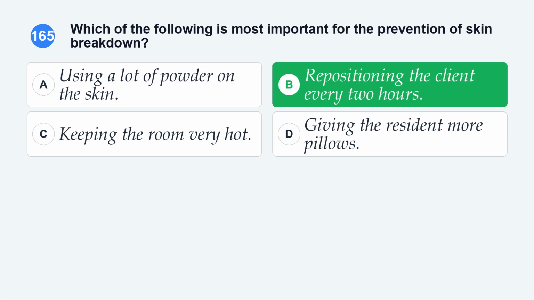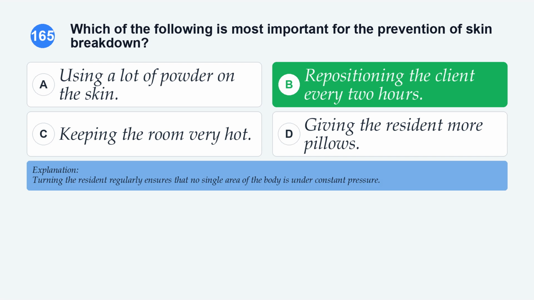The correct answer is option B. Repositioning the client every 2 hours. Explanation. Turning the resident regularly ensures that no single area of the body is under constant pressure.